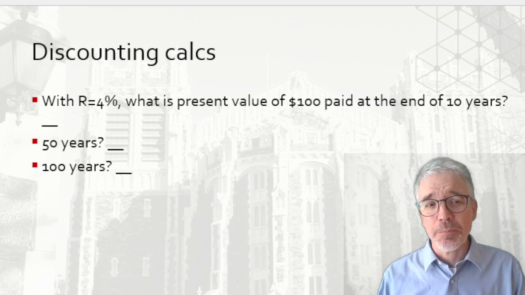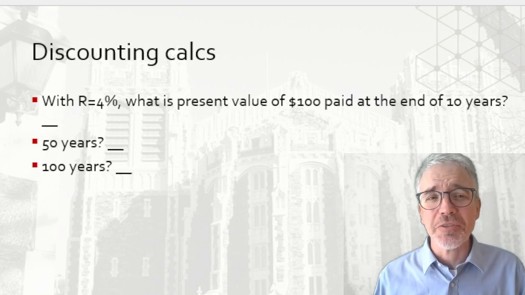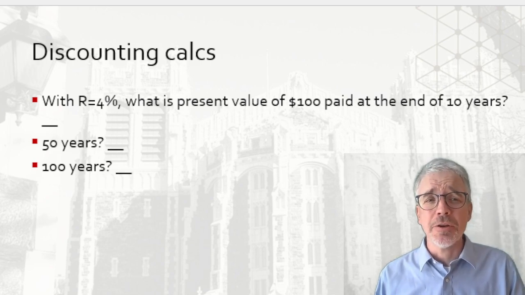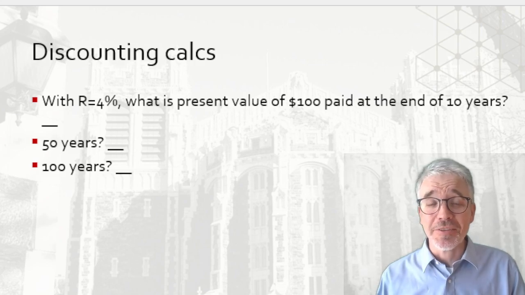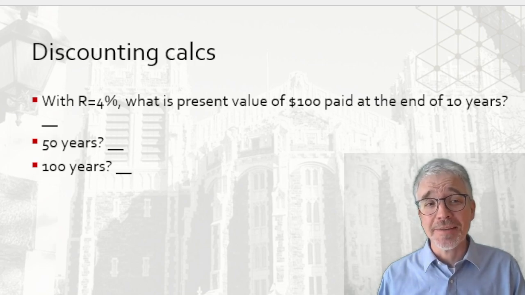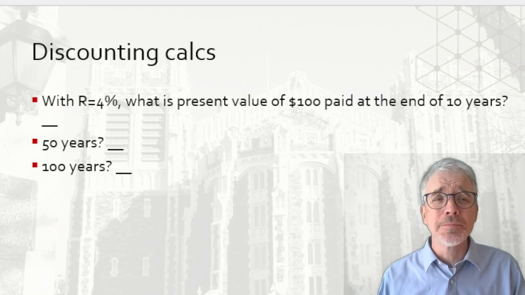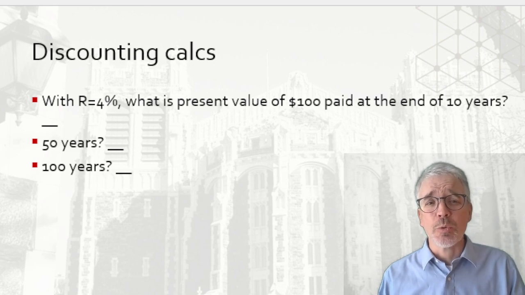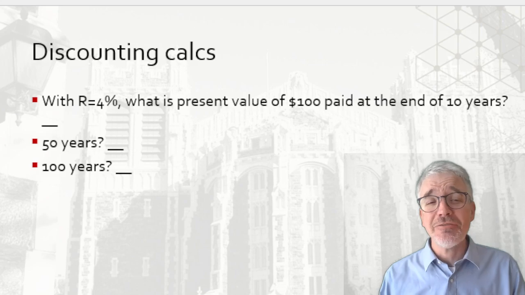All right, you can pause the video and do these little problems. If r is 4%, what's the present value of $100 paid after 10 years? We know it would be less than 100, because $100 paid in 10 years isn't worth $100 now. I can put some money in the bank, get 4%, and let that compound for 10 years. I can start off with less than 100. So what is the present value of $100 paid at the end of 50 years at an interest rate of 4%? What's the present value of $100 paid at the end of 100 years at 4%?